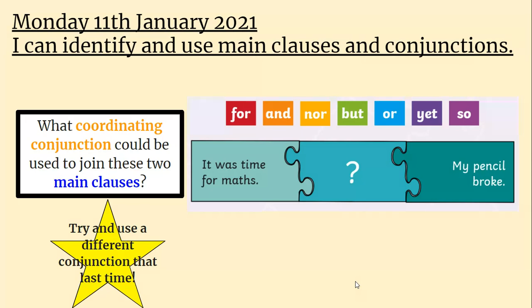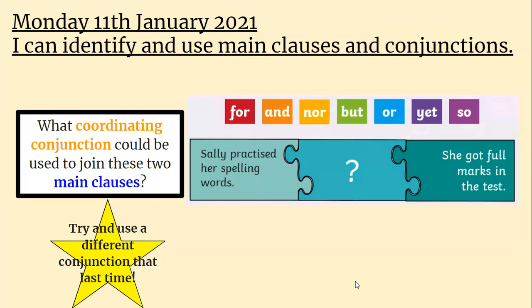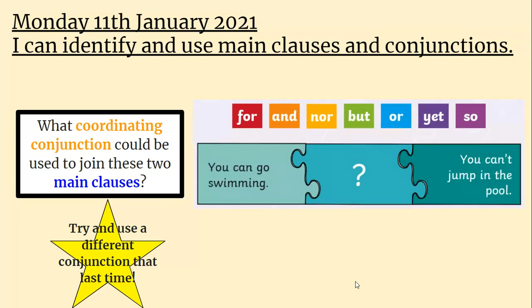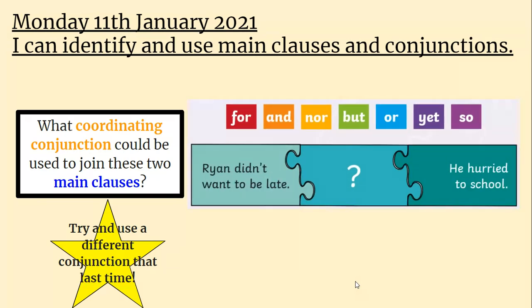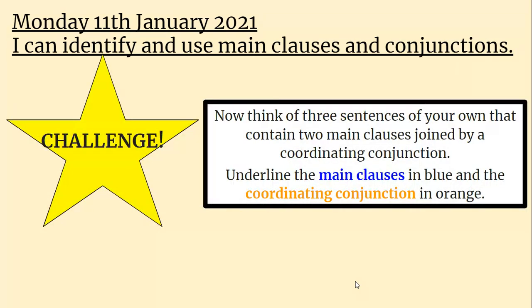Try and use a different conjunction than last time. So it was time for maths, something, my pencil broke. What could you use? And you've got Sally practice her spelling words, something, she got 4 marks in the test. And you can carry on reading through all of these sentences and writing them out with a conjunction each time. So try not to use the same conjunction for each compound sentence.